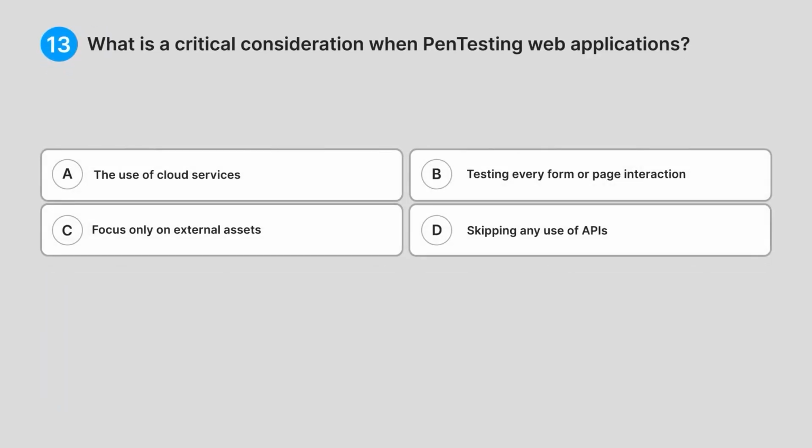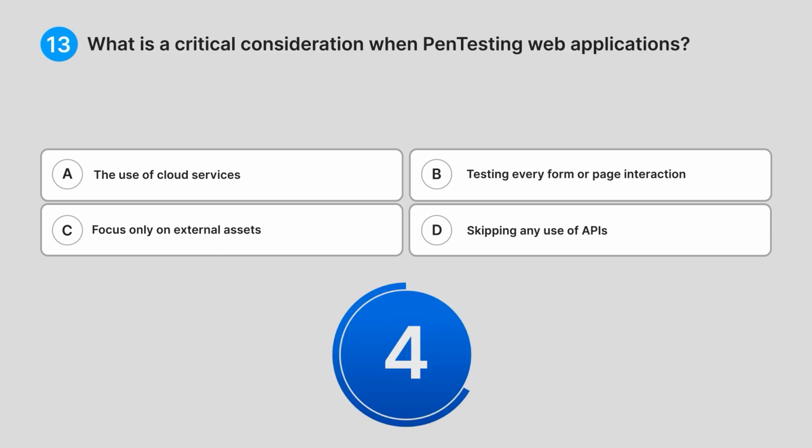13. What is a critical consideration when pen testing web applications? A. The use of cloud services. B. Testing every form or page interaction. C. Focus only on external assets. D. Skipping any use of APIs. Can you guess the answer?